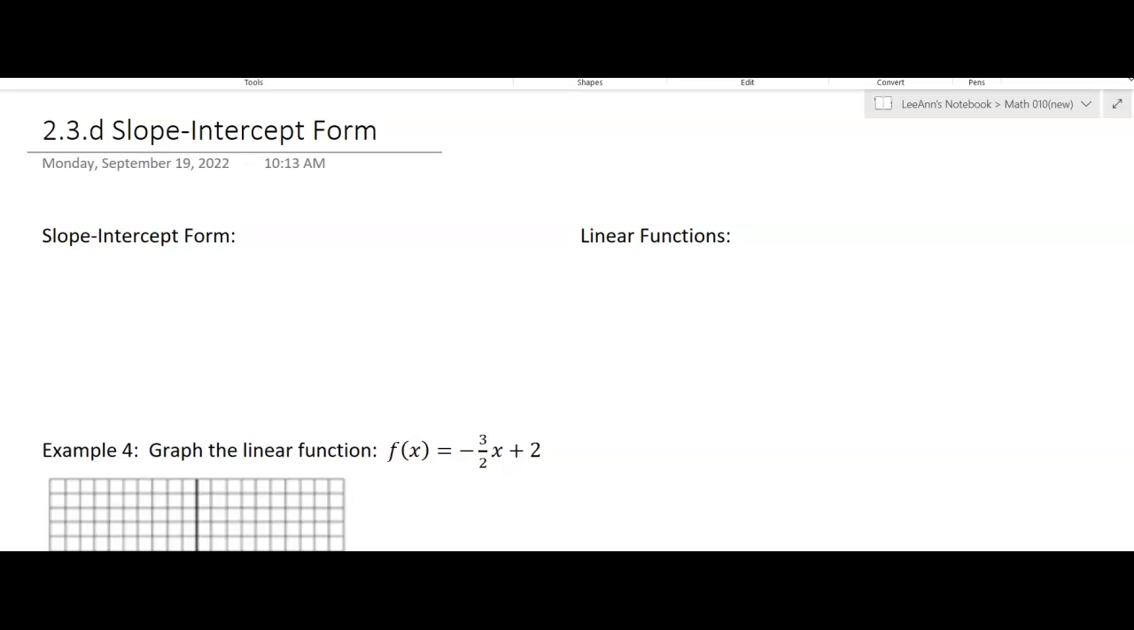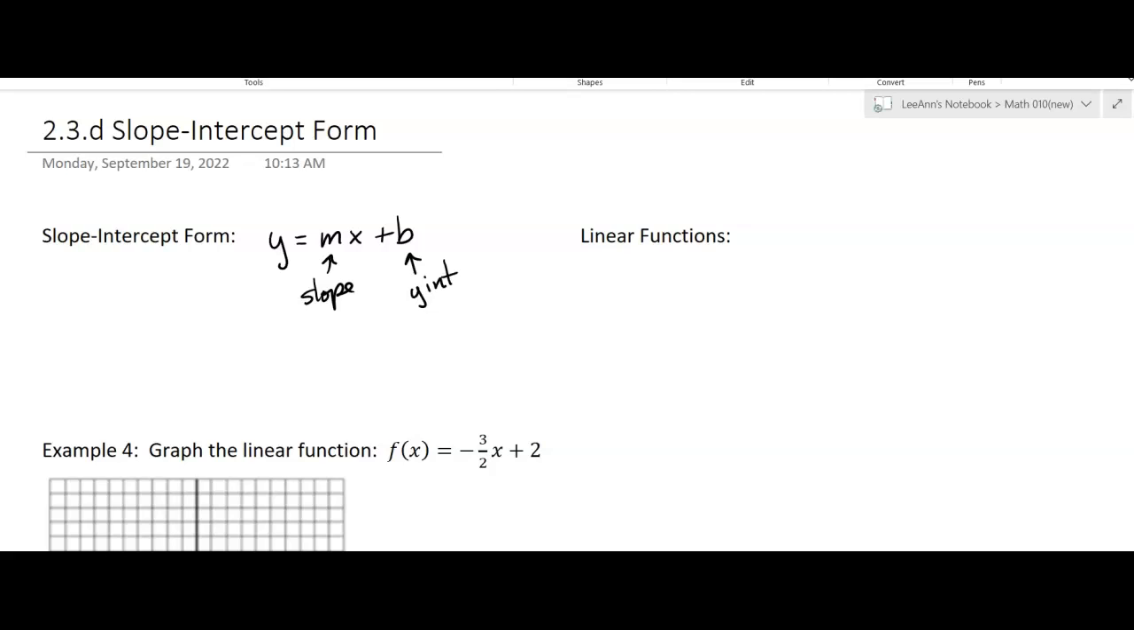So we've talked about the formula for the slope. We talked about point slope form. Now we're going to talk about slope-intercept form. And slope-intercept form is this one, y equals mx plus b, where m represents the slope and b represents what we call the y-intercept.